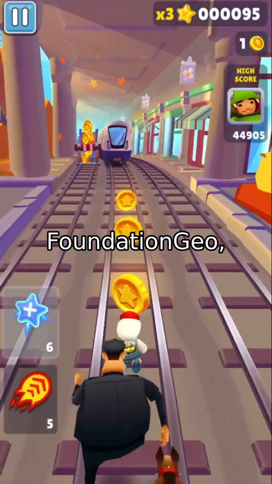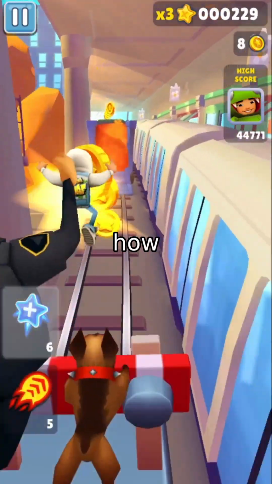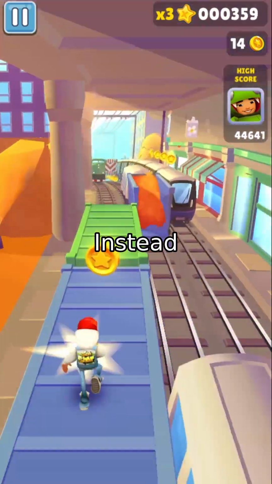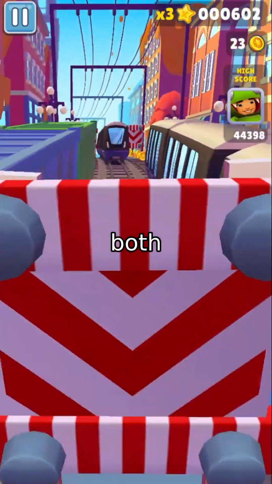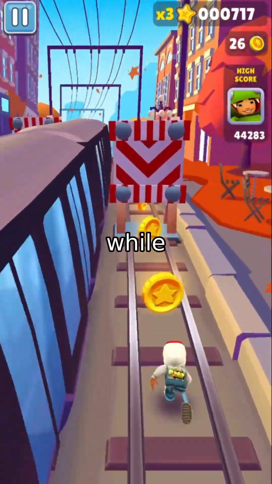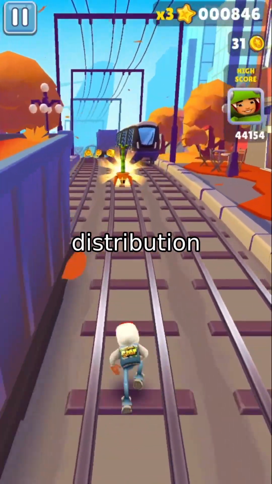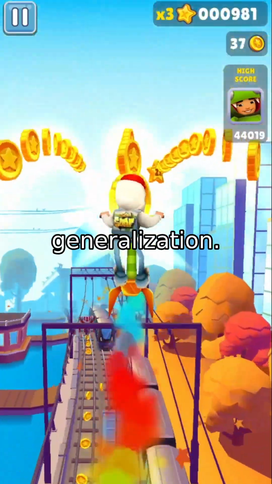Enter FoundationGeo, a two-stage framework that fundamentally rethinks how we bridge relative and metric geometry. Instead of applying a uniform scale, it learns spatial, pixel-wise calibration fields that correct both scale drift and ray direction bias, while explicitly repairing the camera intrinsic distribution mismatch that has plagued zero-shot generalization.